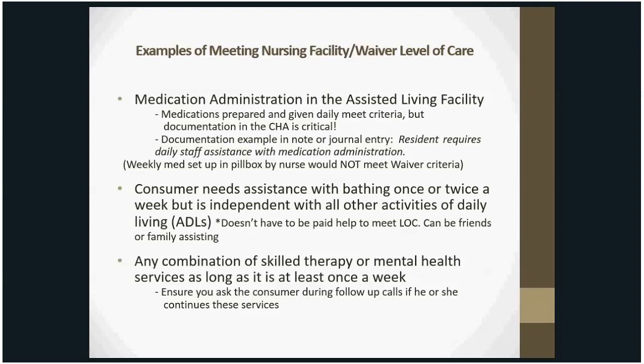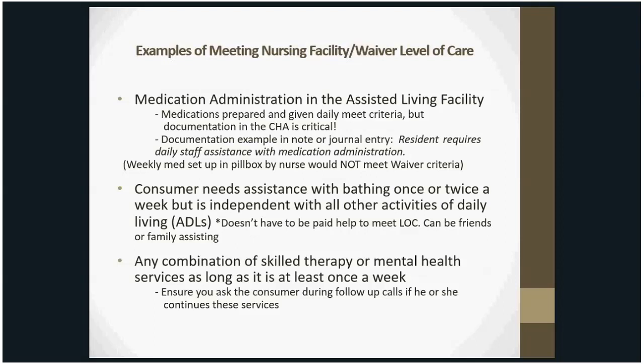Another example of meeting that nursing facility waiver level of care would be a consumer who needs assistance with bathing once or twice a week, but is independent with all other activities of daily living. So again, it's back to that criteria of needing the hands-on assistance of another person for activities of daily living. And I want to point out that it doesn't have to be paid help to meet that level of care. It can be friends or family assisting them with this bathing, and that can enable them to meet the level of care.